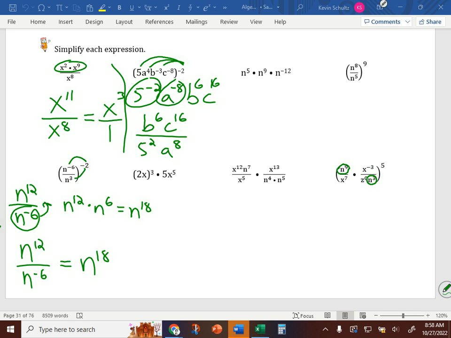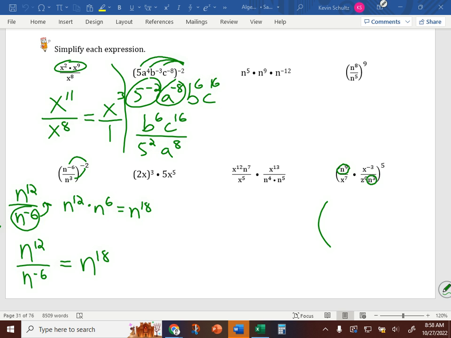Even though they're different fractions, remember with fractions you multiply straight across anyway, right? So even though they're part of different fractions, since we're multiplying, we can combine them in this step. It would give you n to the power of 6, right? 9 minus 3, 6 in the numerator, yes.